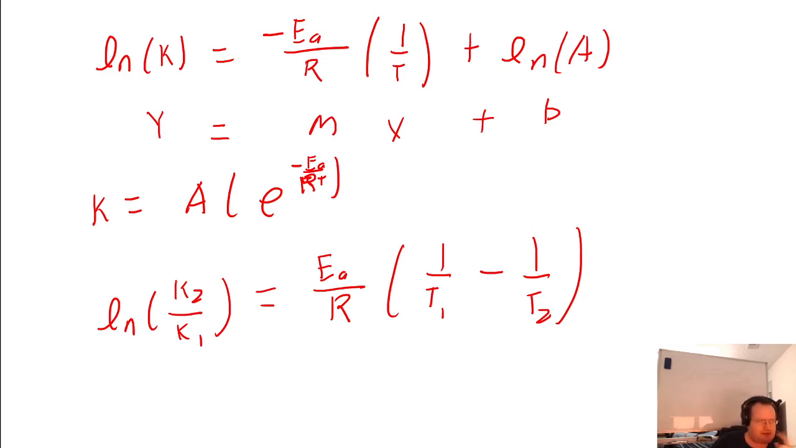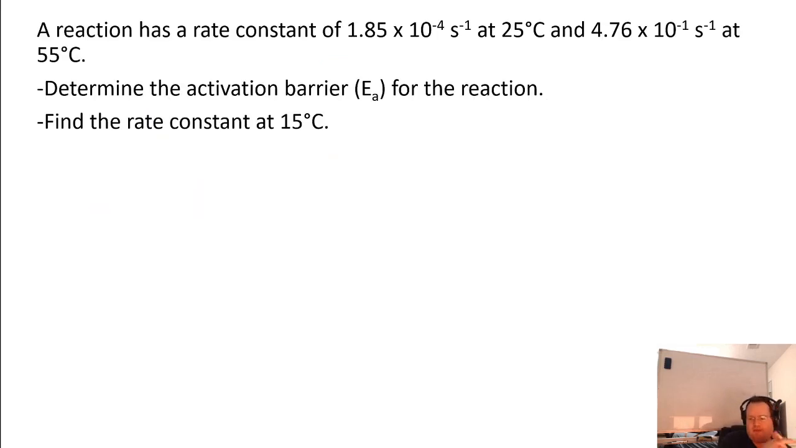So let's take a look at how do I use this equation and what can we do with it. So we have this problem here. We have a reaction that has a rate constant of that number at 25 degrees Celsius and another number at 55 degrees Celsius. And we want to determine the activation barrier for this reaction.